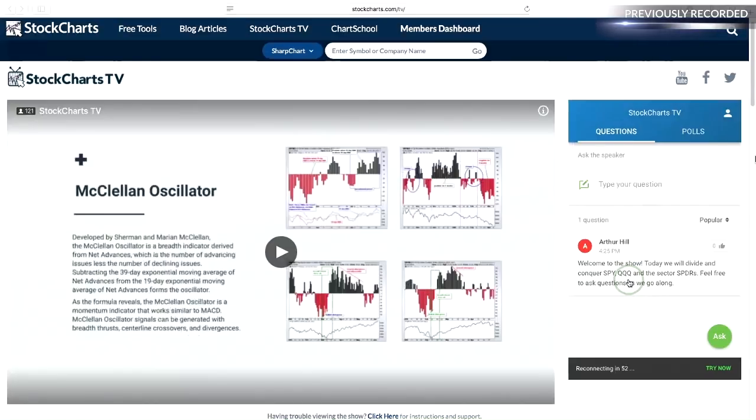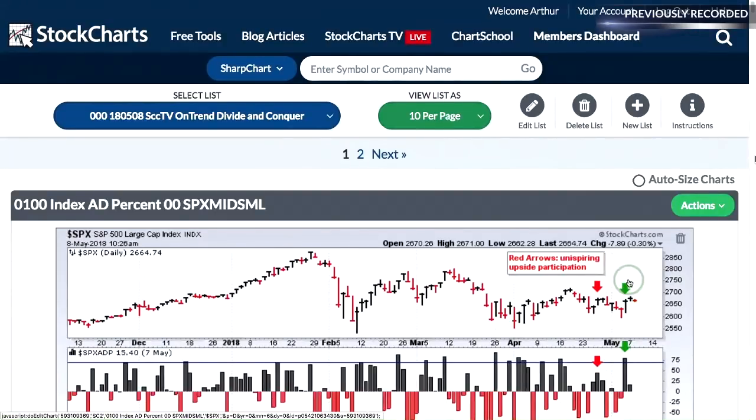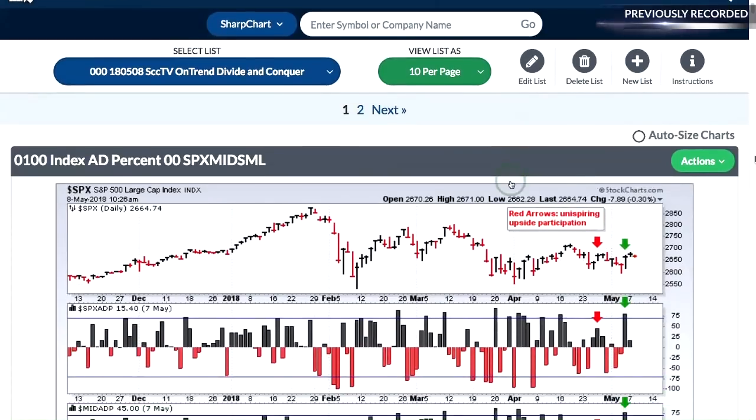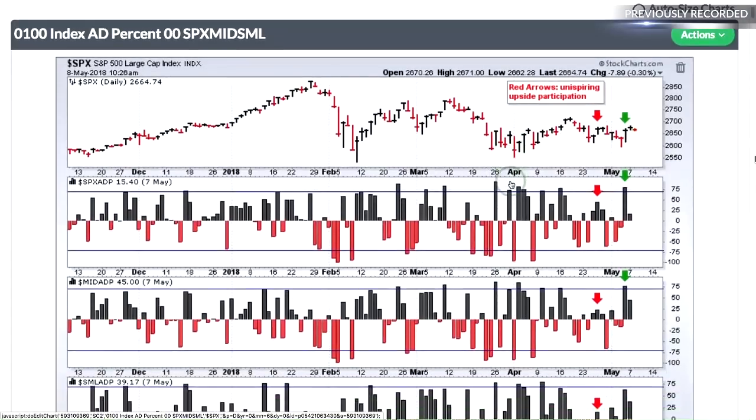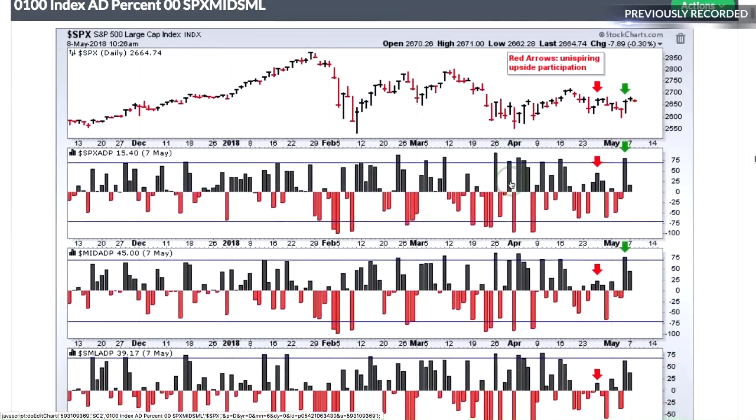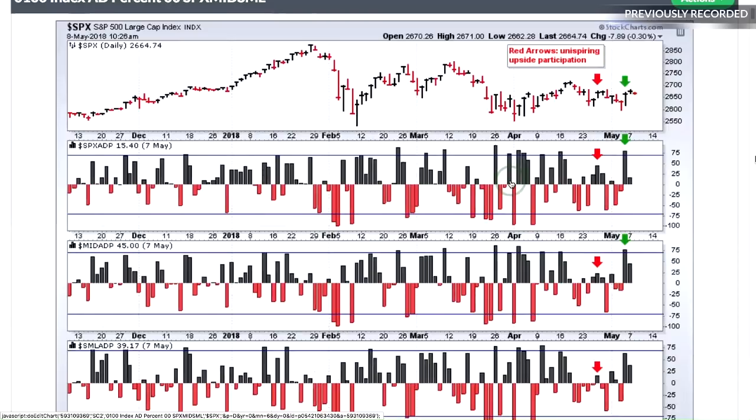Now, the first thing I'm going to talk about is going to be a follow-up. Last week, I talked about breadth indicators, and I was talking about how they did not look that inspiring. In particular, we hadn't had a bullish breadth thrust. And that changed on Friday when we got a bullish breadth thrust.